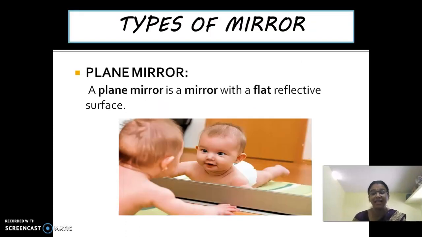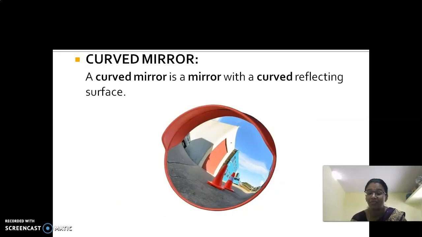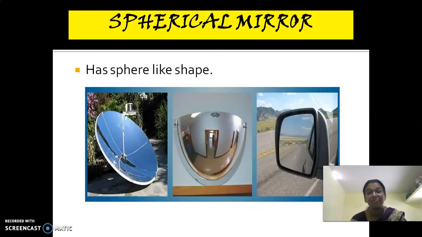And while coming to the types of mirror, you need to write both, that is plain mirror and then curved mirror. Do not write only plain mirror, write both types of mirror. We have two types. They are plain mirror. A plain mirror is nothing but the mirror in which we see our face. And one more, what is it? Curved mirror. Look at here, a curved mirror is a mirror that has a curved reflecting surface. The example of a curved mirror is the spherical mirror, which has a sphere-like structure.